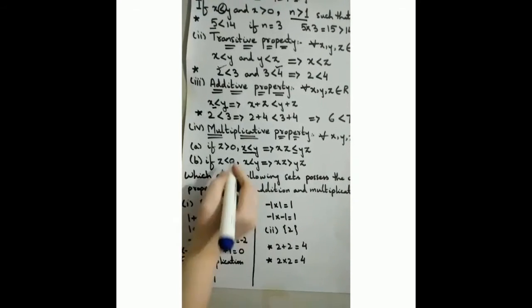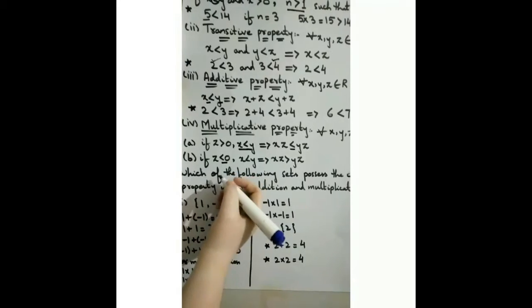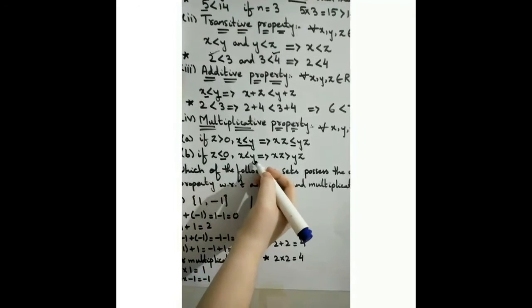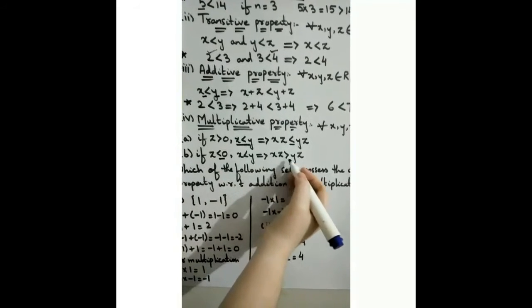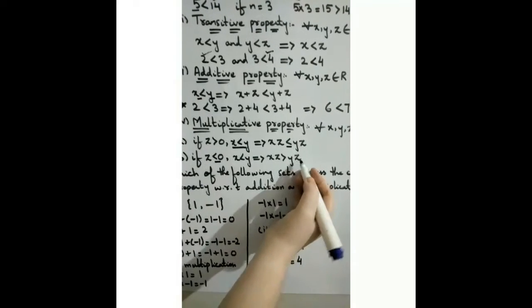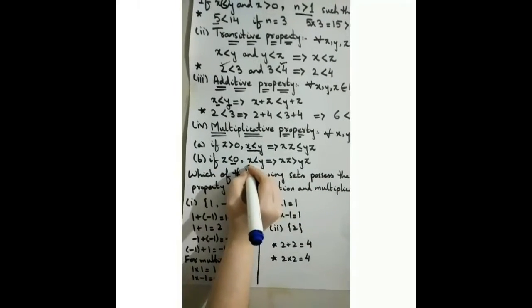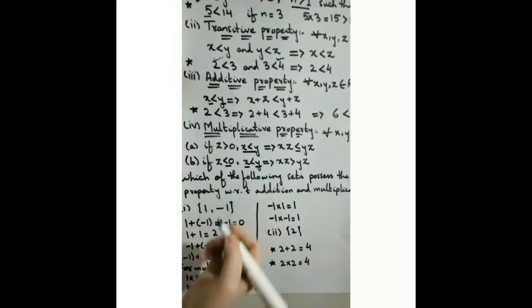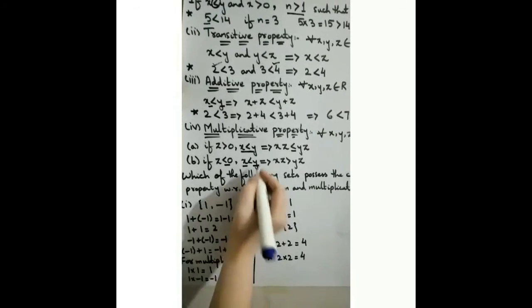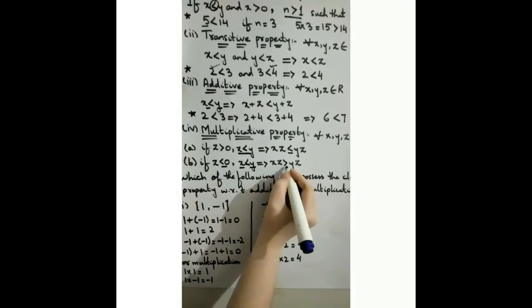In part B, if z is less than 0, meaning we have a negative real number, x less than y, that is xz greater than yz. If I multiply x and y by a number which is less than 0, we will change this less than sign to a greater than sign.